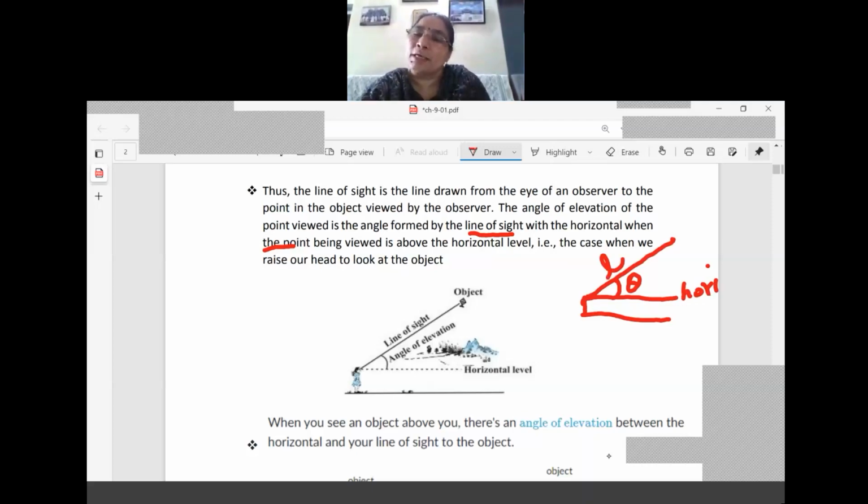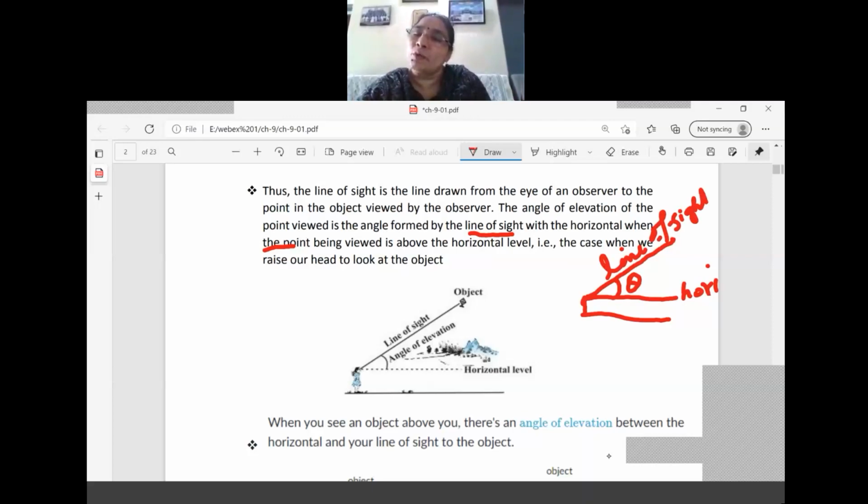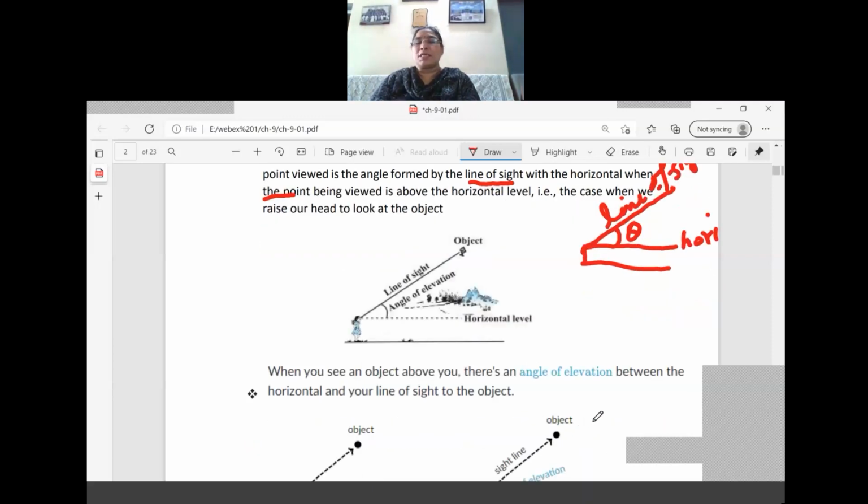then the line of sight. So you are raising your eye, or you are raising your observing level to some angle, in the upward direction. That is, the angle is elevated, the angle is raised. So we are using the words angle of elevation. When you see an object above you, there is an angle of elevation between the horizontal and your line of sight to the object.